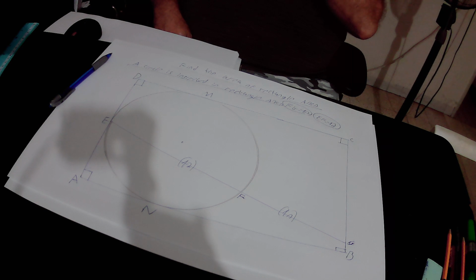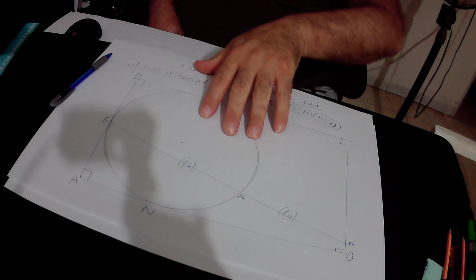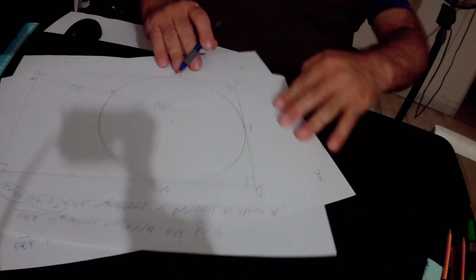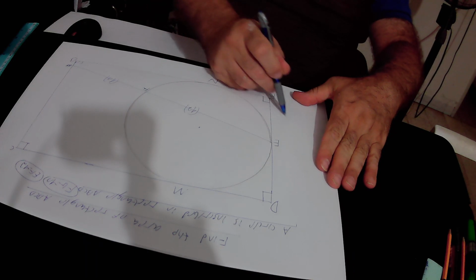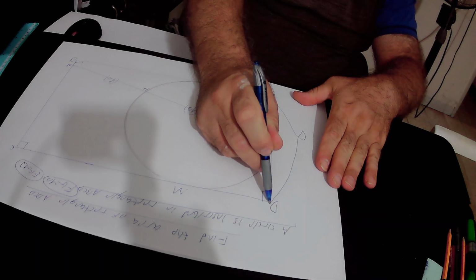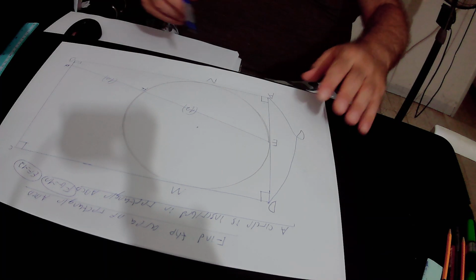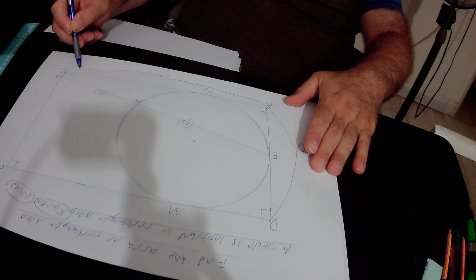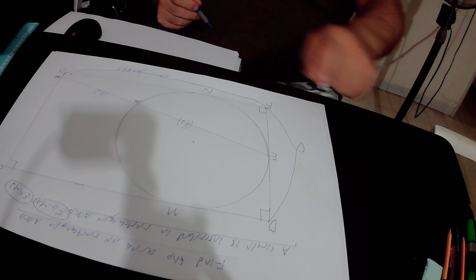So we define the width for this rectangle ABCD as AD. And the length of this rectangle ABCD is AB. And we know that the area of rectangle ABCD is equal to the length times the width.